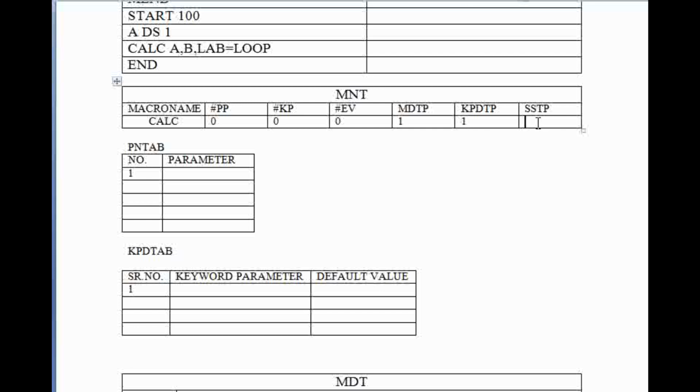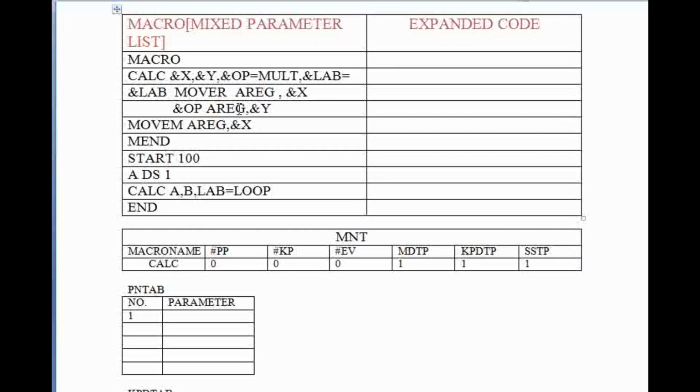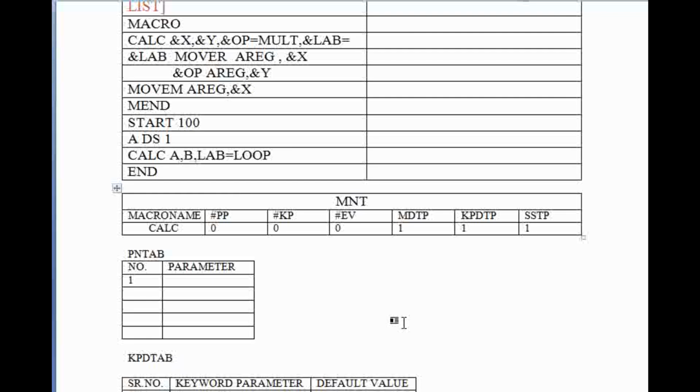And this SSTP, which is a pointer to our sequencing symbol table, is also set to 1. Because this macro does not contain any sequencing symbols, I have not shown the table, but since it is a field in MNT, I have still kept it. Later, in the later examples, when we deal with sequencing symbols, we'll see how to handle them.